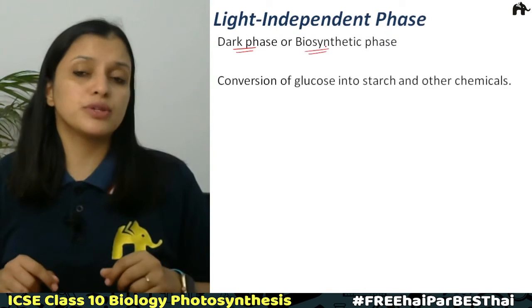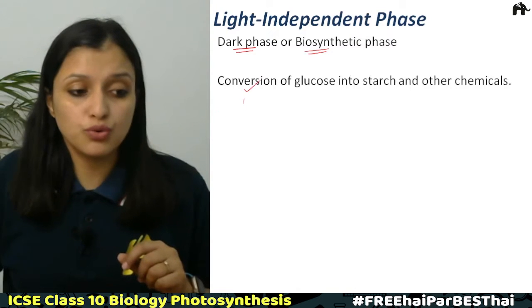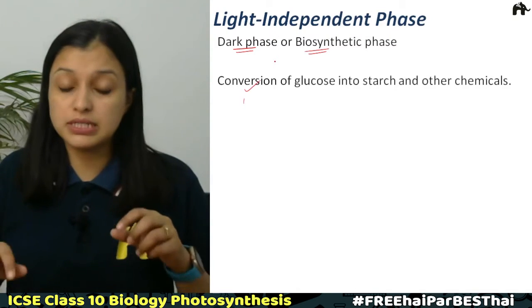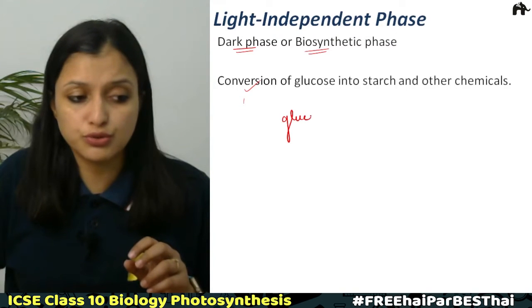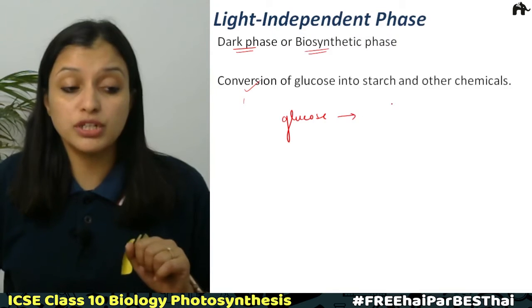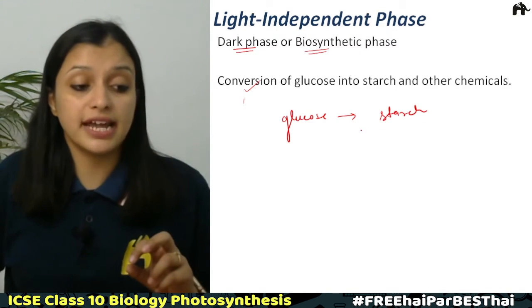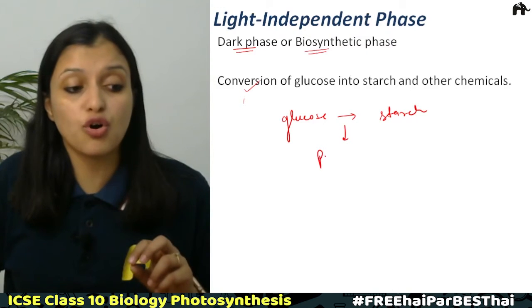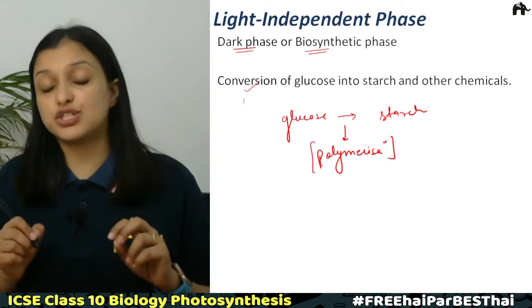So what happens during this light independent phase? There is conversion of glucose into starch and other chemicals. Now we know that during photosynthesis a lot of glucose is produced, right? A lot of glucose molecules are being produced. So these molecules together form starch, which is a polysaccharide, and this process is called polymerization, right? So what is it called? It is called polymerization.